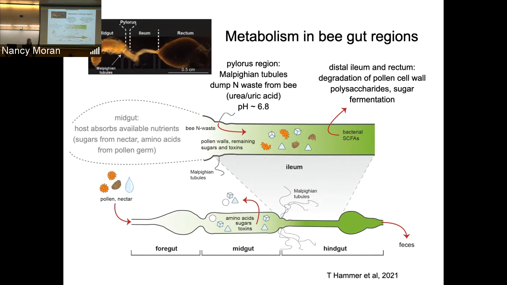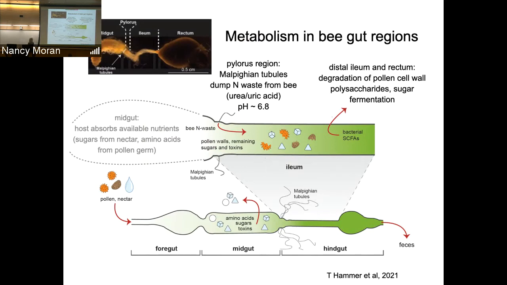So right here at this pylorus region, that is where the Malpighian tubules enter. I don't know how many people know what a Malpighian tubule is; I have to teach it to my own students. Anyways, the insect excretory system is how they get rid of waste, right? They get rid of waste through the digestive tract. They dump it in at the beginning of the midgut right here. And so this is basically nitrogen waste in the form of uric acid and urea.